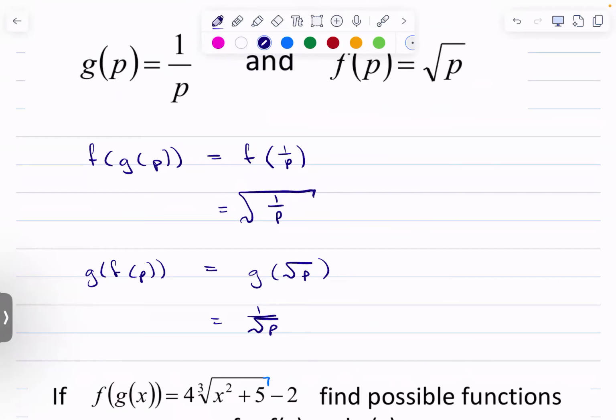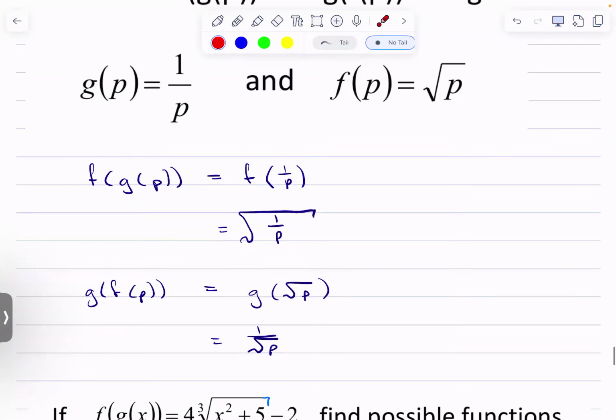This is one of those rare scenarios I'm seeing where they actually are the same, but that's not always the case. How are they the same? If I bring this root, I can rewrite this as the root of 1 over the root of p, but the root of 1 is 1, so it's 1 over the root of p. Becomes the same.